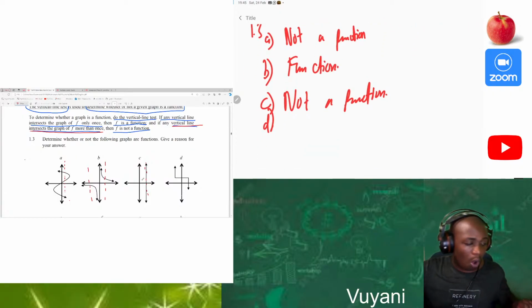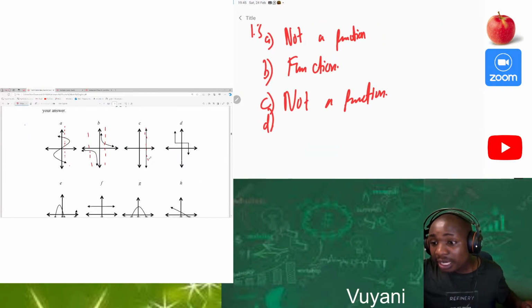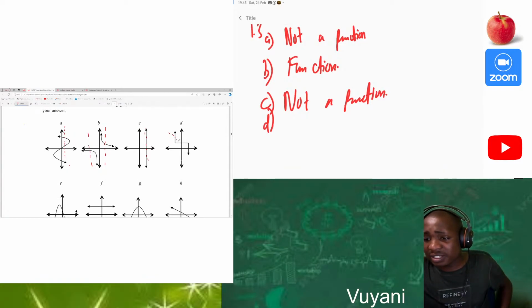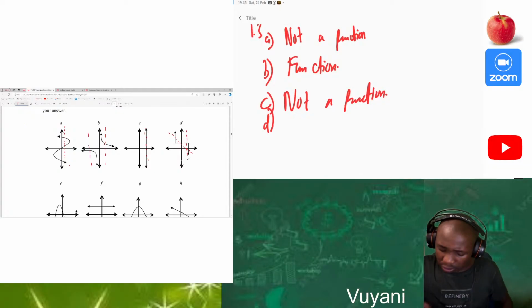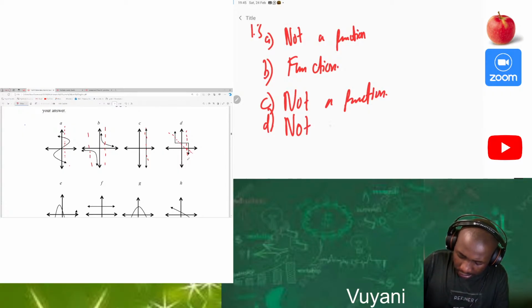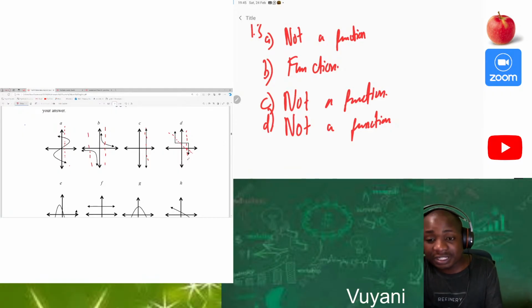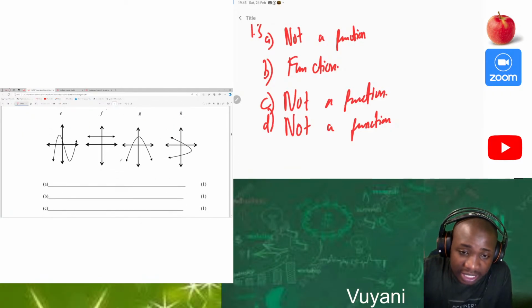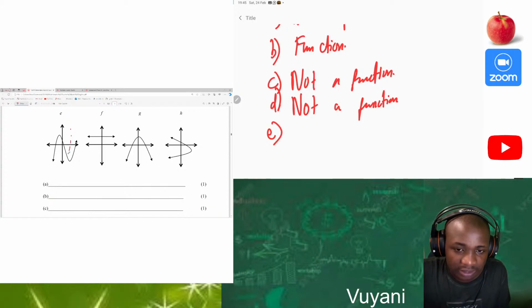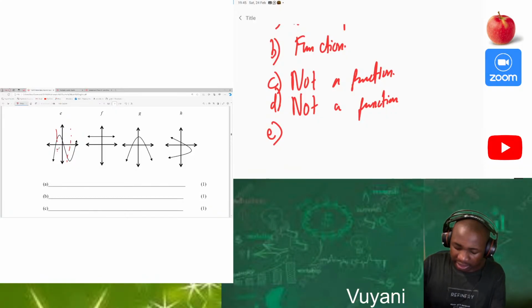Now we are on D. Is this one? No, no. Definitely, this is not a function, because with the vertical line test, we can see that it's not intersecting once. It's intersecting more than once. So this is not a function. After we perform our vertical line test, let's look at E. Definitely that one is. You can see the vertical line test. So definitely E is a function.